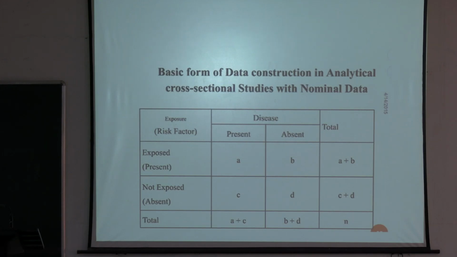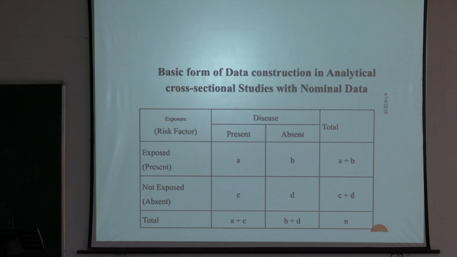So here, how many people have the disease? Can you tell me? A plus C, very good. A plus C have the disease. How many people don't have the disease? B plus D, okay.